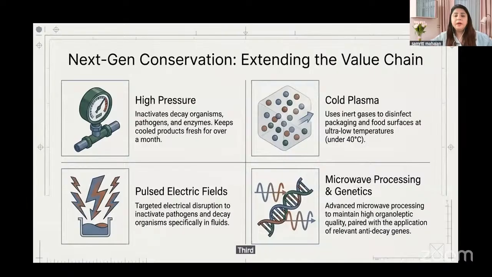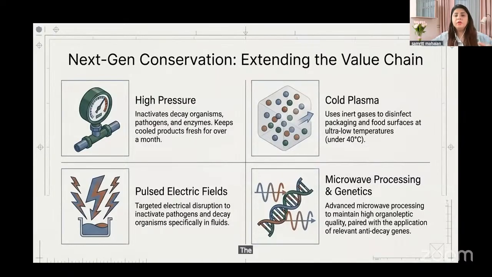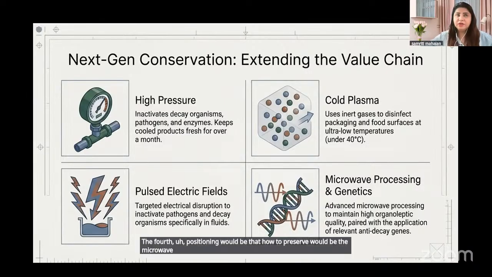Third is pulsed electric fields. These are targeted electrical disruptions which inactivate pathogens. Specifically, they are used in liquid food products such as juices. We can talk about dairy and liquid eggs, where there is minimal thermal impact and maximum pathogen control. The fourth approach to preservation would be microwave processing and genetics.